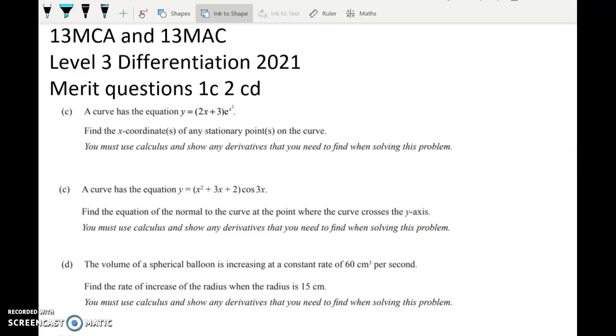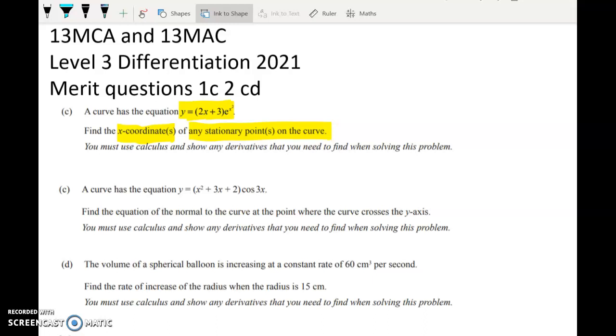So in the first one we're looking for the x coordinates only of any stationary points on the curve. So what we're going to have to do in this one is to differentiate this function and then find where the gradient or the derivative is equal to 0. So we'll have to solve an equation there.